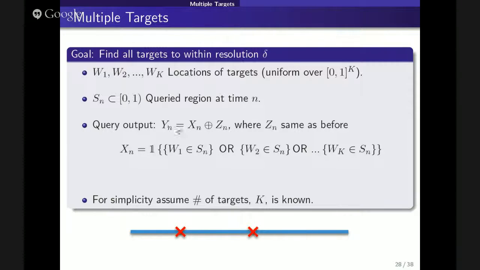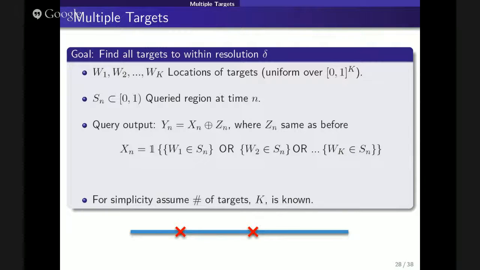Now the output is still denoted by y, it's still x and noise. Noise is the same as before, it's measurement dependent, it depends on the size of the query region. Just the x now is the indicator of a hit or miss. It indicates if I hit any of the targets. So x now denotes any of the targets, the first target or the second target or so forth until the kth target, any of them is in my query region. So this is like the group testing output.